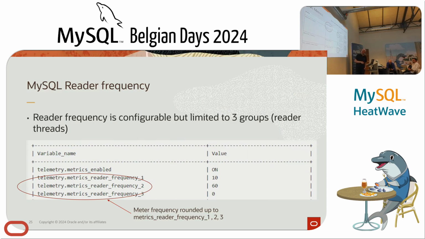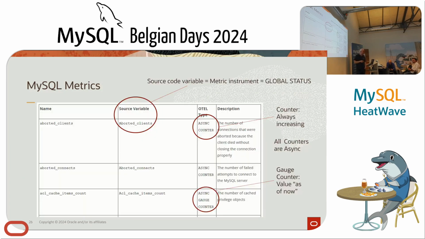So this is the metrics. There's a performance schema table you can look at. It's essentially the source variable in MySQL. And then there is a type, and we only have 2 types: either an async counter or an async gauge. The counter is always incremental counting; it always goes up. And the gauge can go up and down, giving the value it has right now when you ask it.